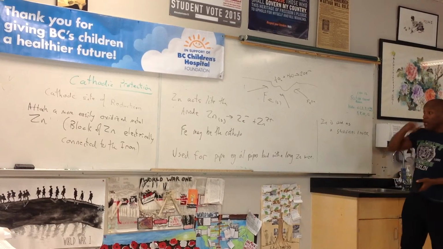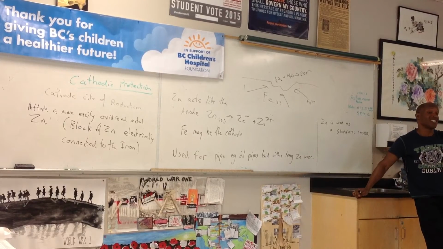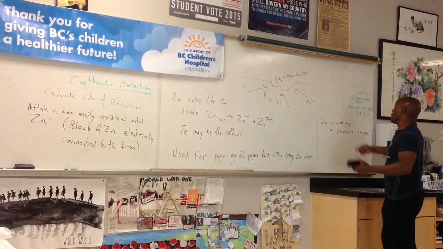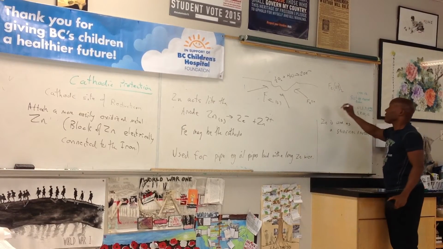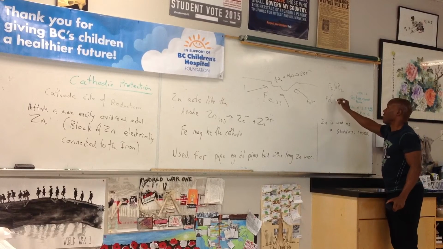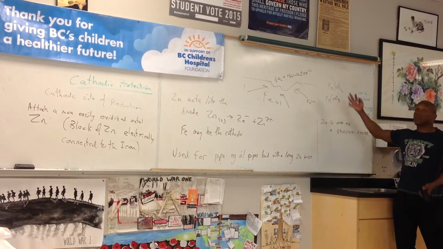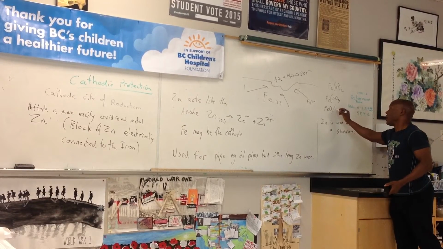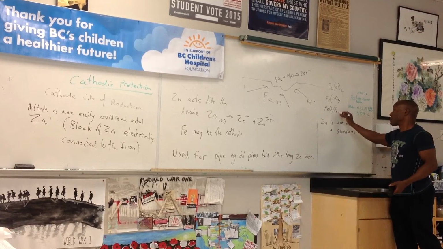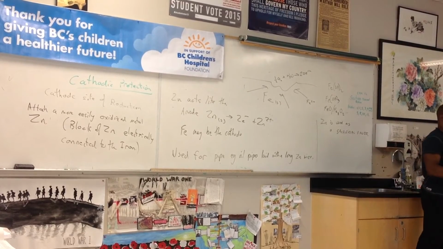Another reason why rust is so bad and flakes off is that rust isn't one thing. Rust is a combination of iron hydroxide and iron 3 hydroxide, because iron has more than one oxidation state. So it's not even the same chemical. Also, there's water mixed in with the rust, and there could even be some iron oxide and some iron 3 oxide present as well. So rust is this mixture of materials with water.